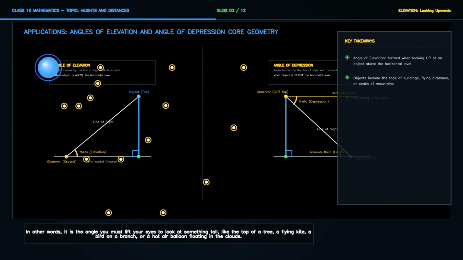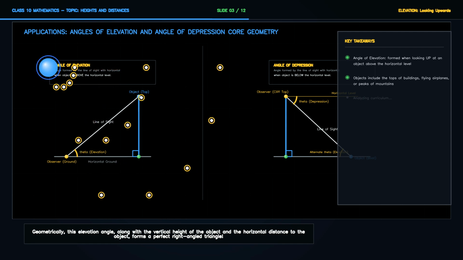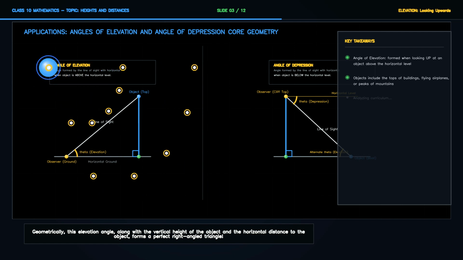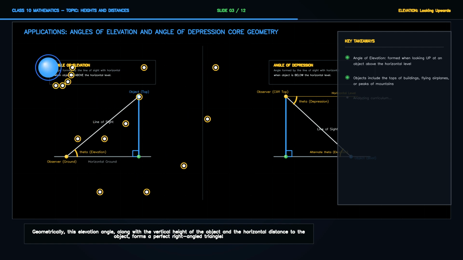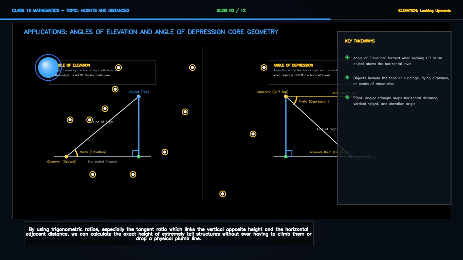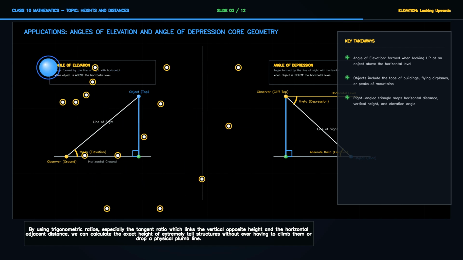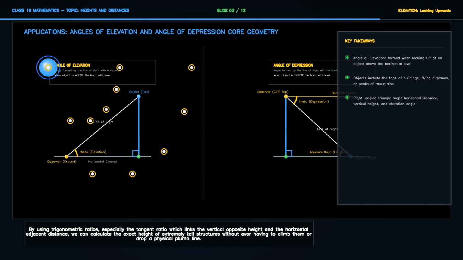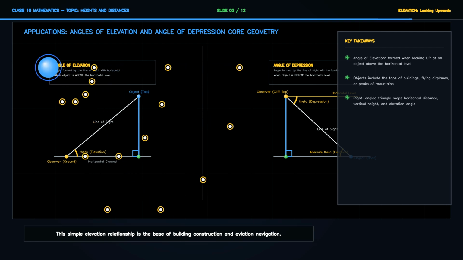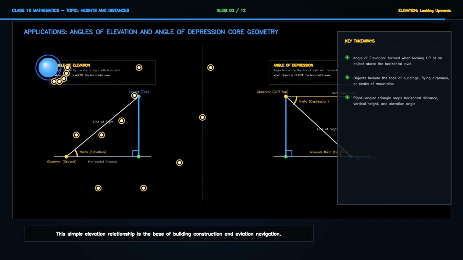Geometrically, this elevation angle, along with the vertical height of the object and the horizontal distance to the object, forms a perfect right-angled triangle. By using trigonometric ratios, especially the tangent ratio which links the vertical opposite height and the horizontal adjacent distance, we can calculate the exact height of extremely tall structures without ever having to climb them or drop a physical plumb line. This simple elevation relationship is the base of building construction and aviation navigation.